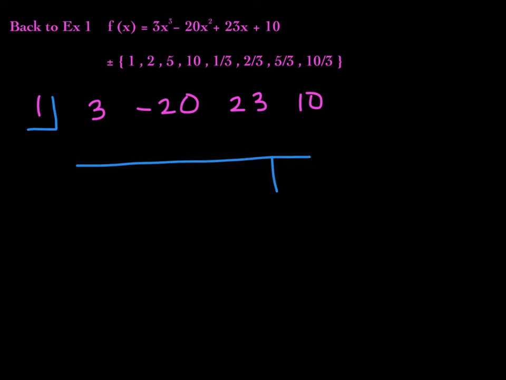All right, so you know how this goes. Drop the 3. 1 times 3 is 3. Negative 20 plus 3 is negative 17. 1 times negative 17 is negative 17. 23 minus 17 is positive 6. 1 times 6 is 6, and 10 plus 6 is 16. Now, because this is not 0, we know that 1 is not a 0 of this function.